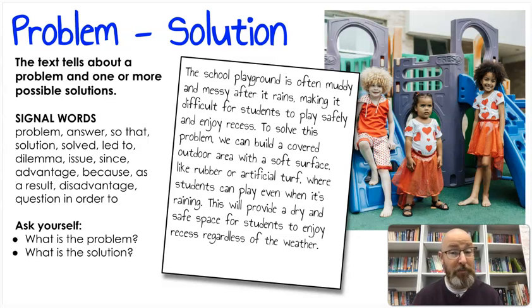Now, what is the problem? The playground gets messy and muddy when it rains. And were there any solutions? They were. They talked about building a covered area, changing the surface, maybe not have dirt, but maybe have rubber or artificial turf. And those things might make it safer for students. So that would be a problem solution.